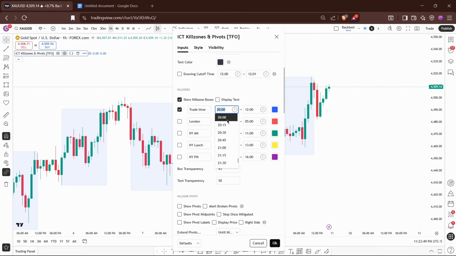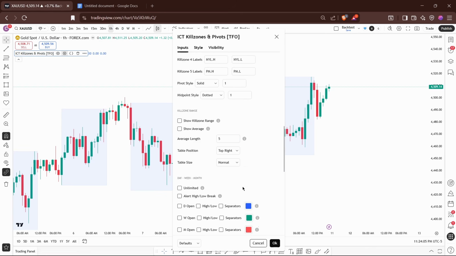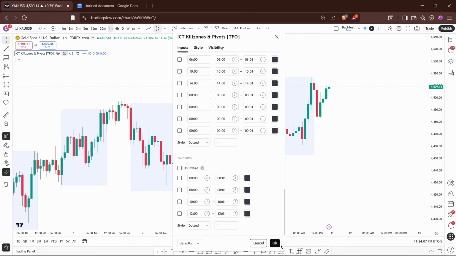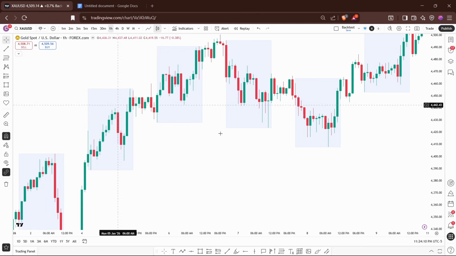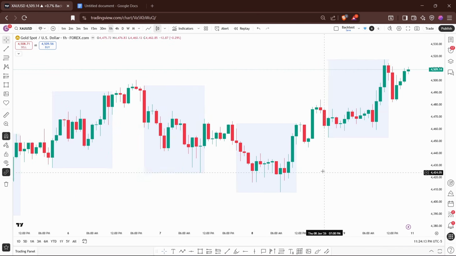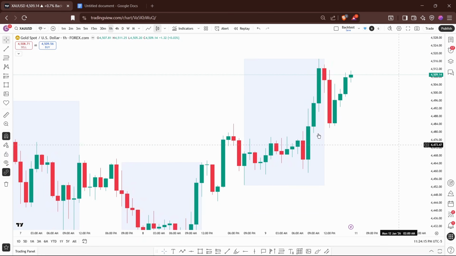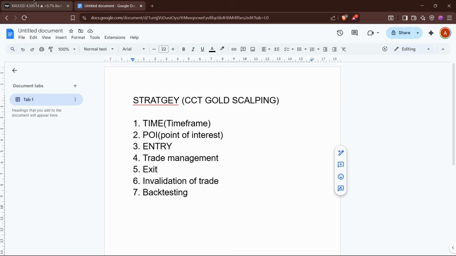For this strategy you have to choose 8 p.m. to 12, you can choose 20 to 12, and then you can see this is the setting of this indicator. After that you have to take the trade between this time frame. Our setup forms between this time frame only, from 8 p.m. to the 11 a.m. candle close. So this is the time.